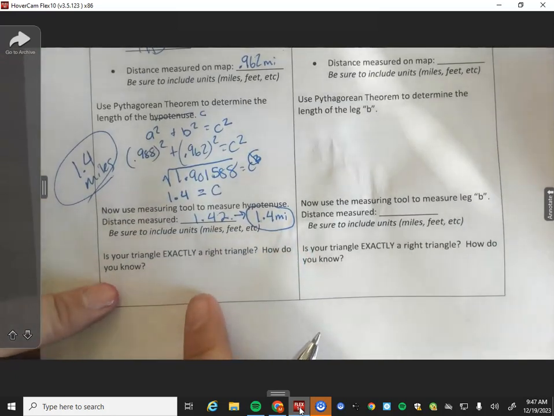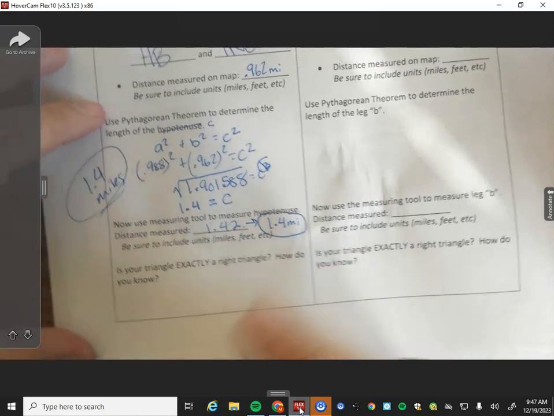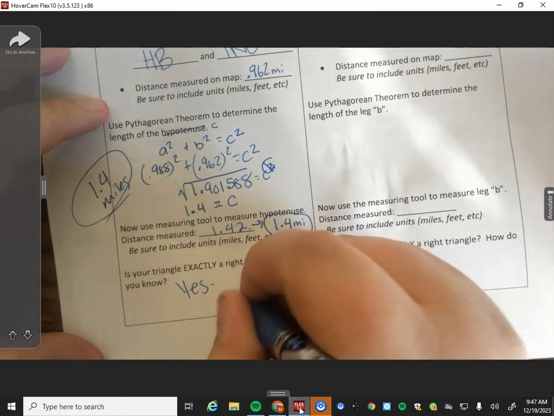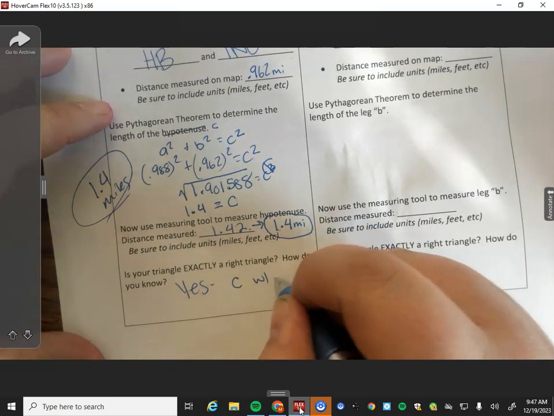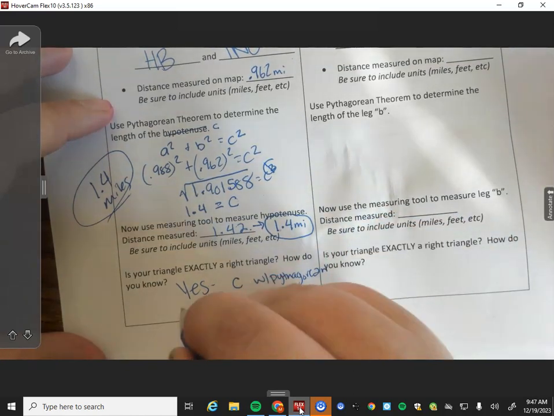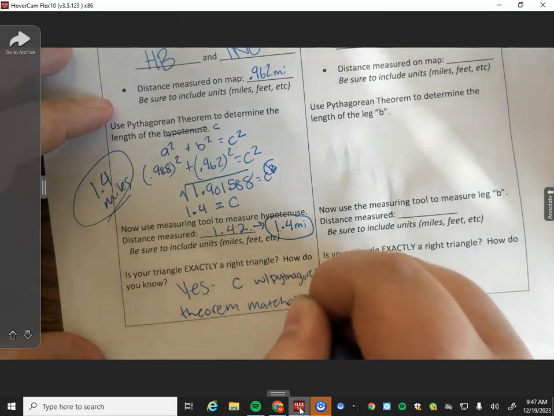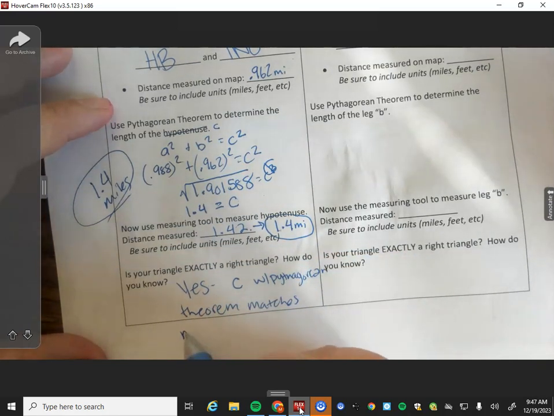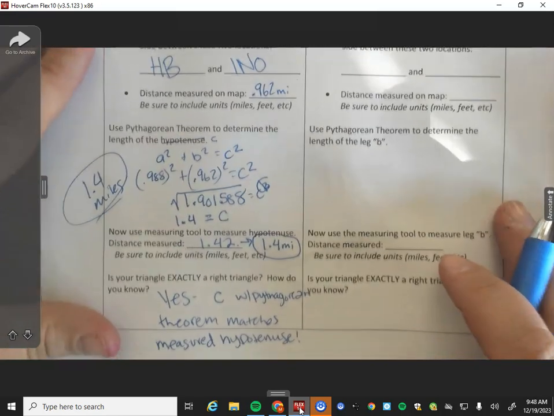Now I want to know, is this a right triangle, and how do I know? So for this piece, yes, I have a right triangle because C with Pythagorean theorem matches the measured hypotenuse. Okay, that is all for today's goal.